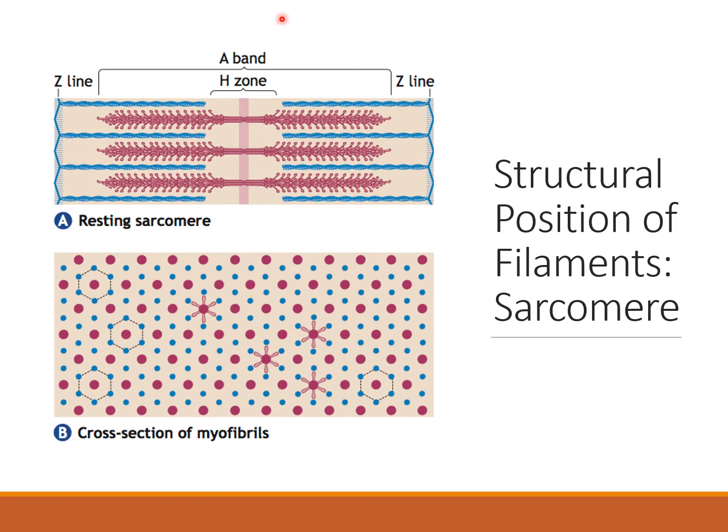So here's another visual representation for you guys. We talked about the A band, the H zone, the M line would be here, you've got your Z line. These are all things that you should be aware of from previous courses, so I won't spend too much time here.